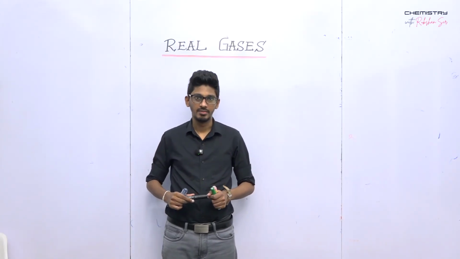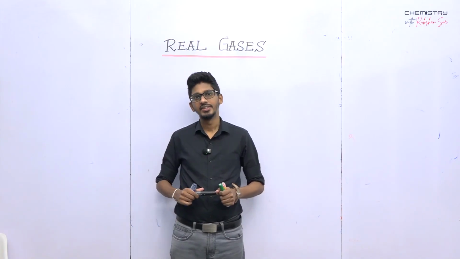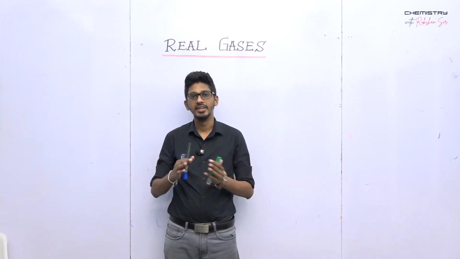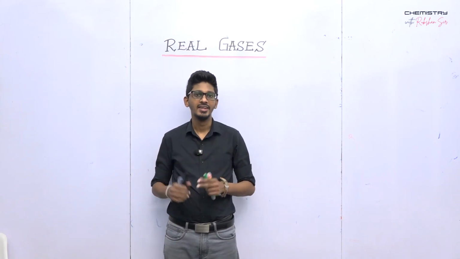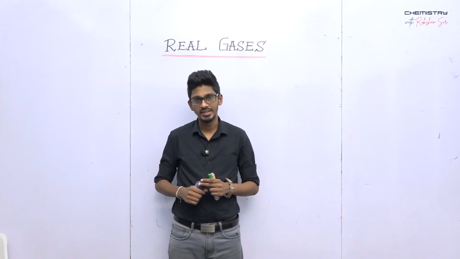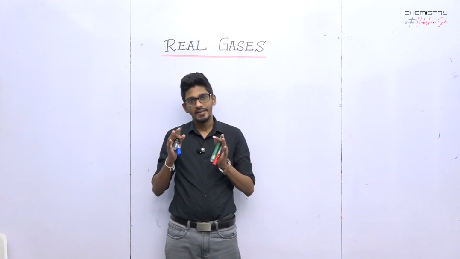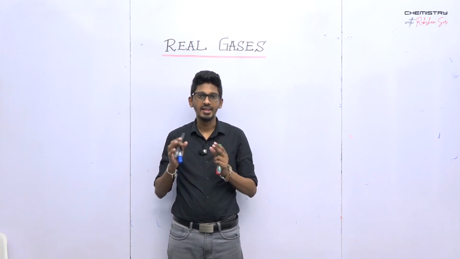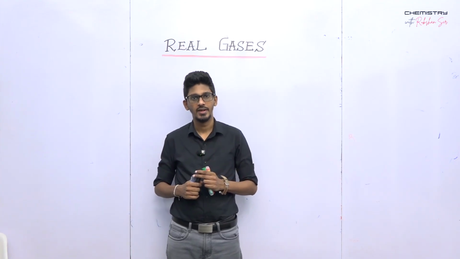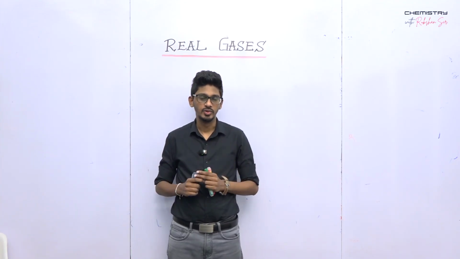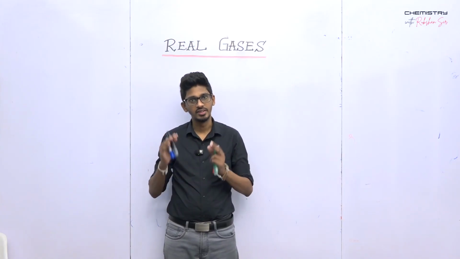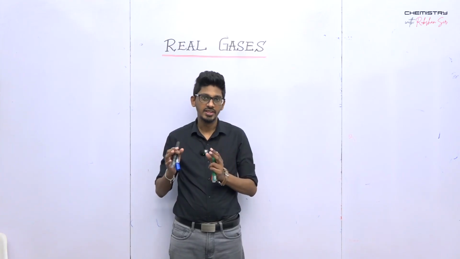Today we are going to discuss real gases, right? So far we have introduced you to the ideal gases, the ideal gas equation and so on, and how they behave. And today onwards we are going to discuss the behavior of real gases. At higher temperatures and low pressures, real gases tend to behave like ideal gases. But at high pressures as well as low temperatures, they deviate from ideal behavior.